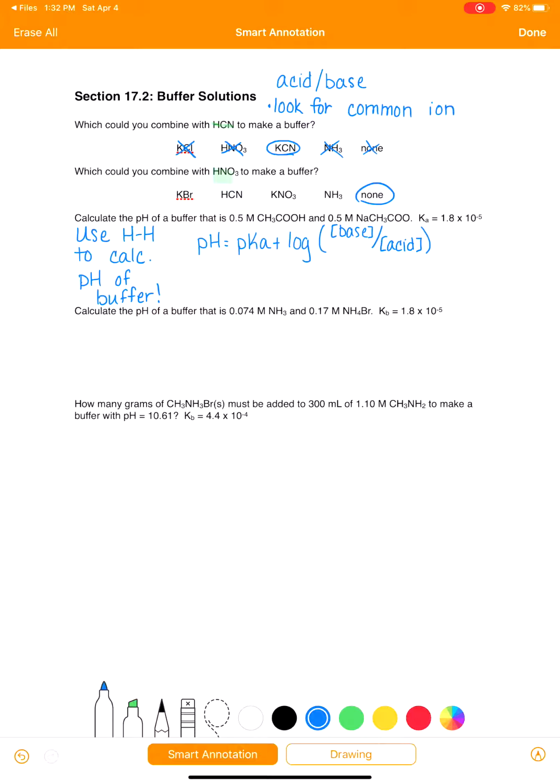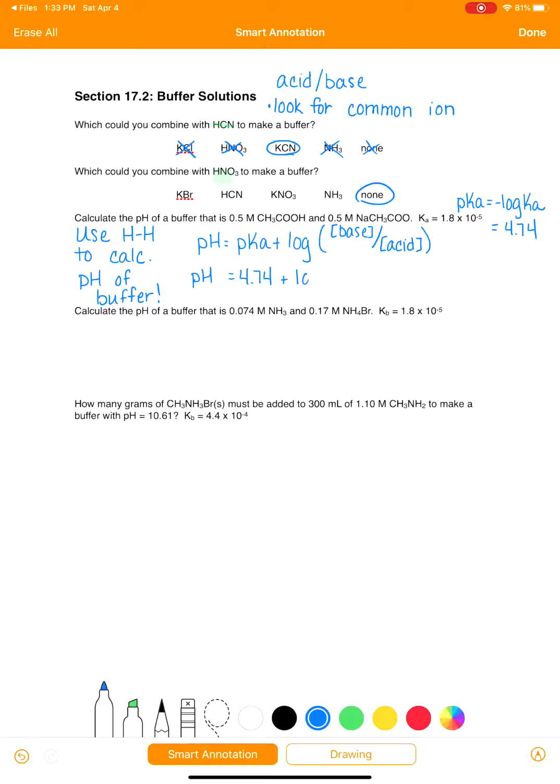And now we're just going to plug stuff in. The pKa is the negative log of the Ka, just like pH is the negative log of H3O plus, and pOH is negative log of the OH. So pKa is the negative log of Ka, and for this buffer, the Ka is 1.8 times 10 to the minus 5, so our pKa is 4.74.